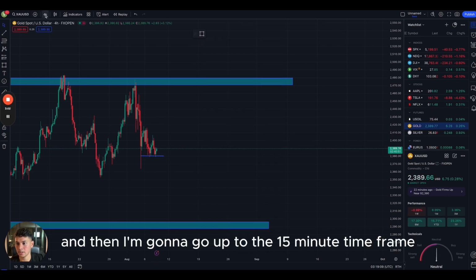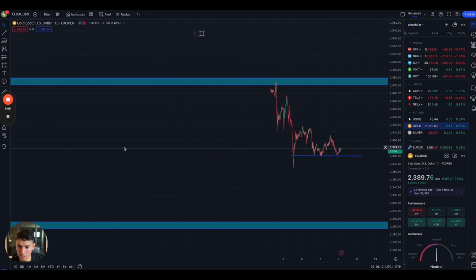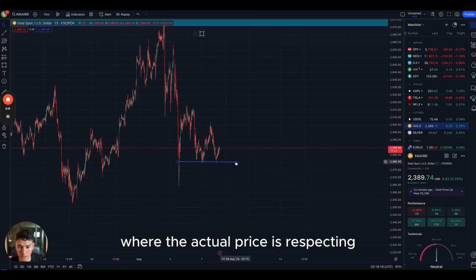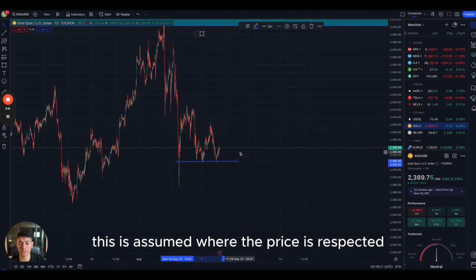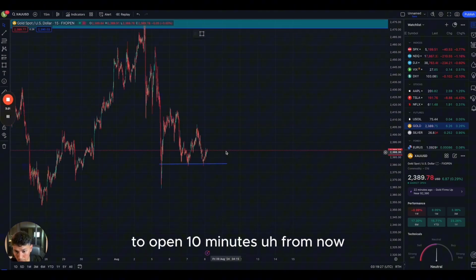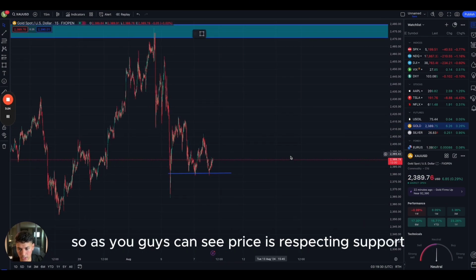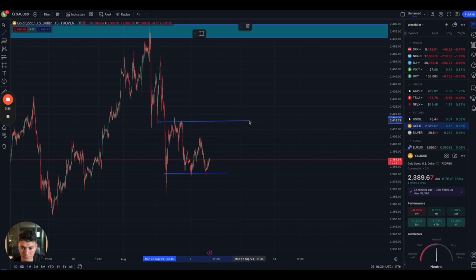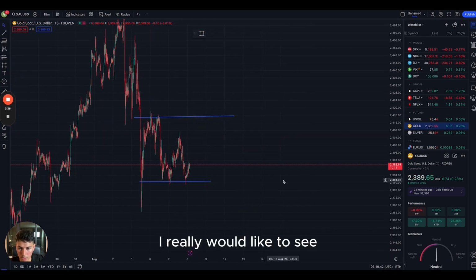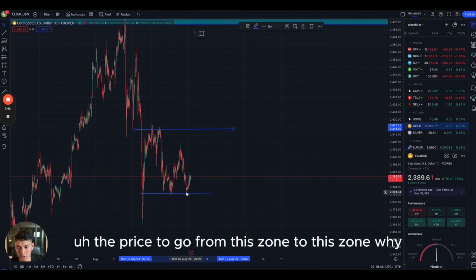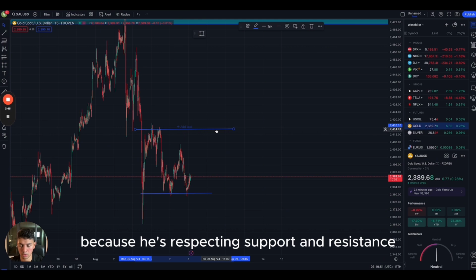This is my support, and then I'm gonna go up to the 15-minute time frame, and this is a clear sign of support where the actual price is respected. This is a zone where the price is respected. So what am I expecting if the market were to open 10 minutes from now? As you guys can see, price is respecting support, so I will draw a resistance zone, which would be around this area. I really would like to see the price go from this zone to this zone. Why? Because it's respecting support and resistance.